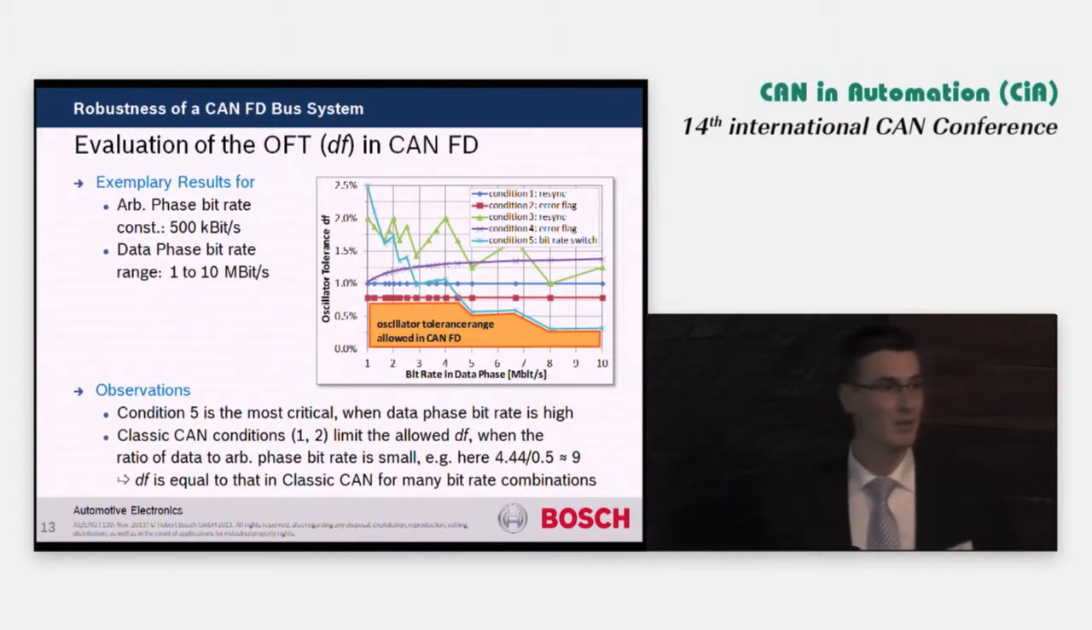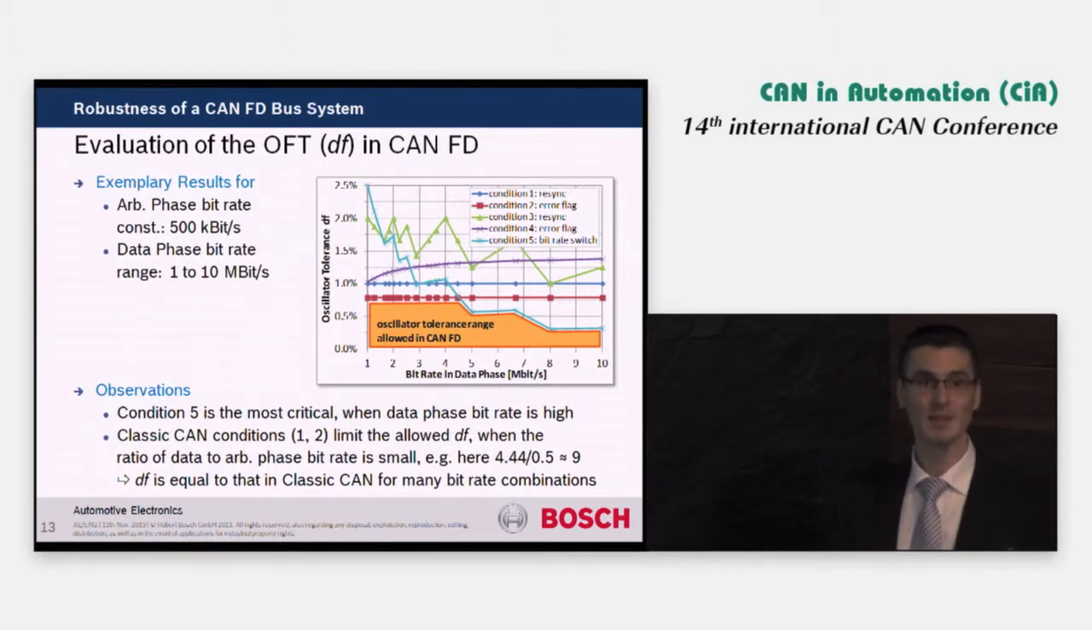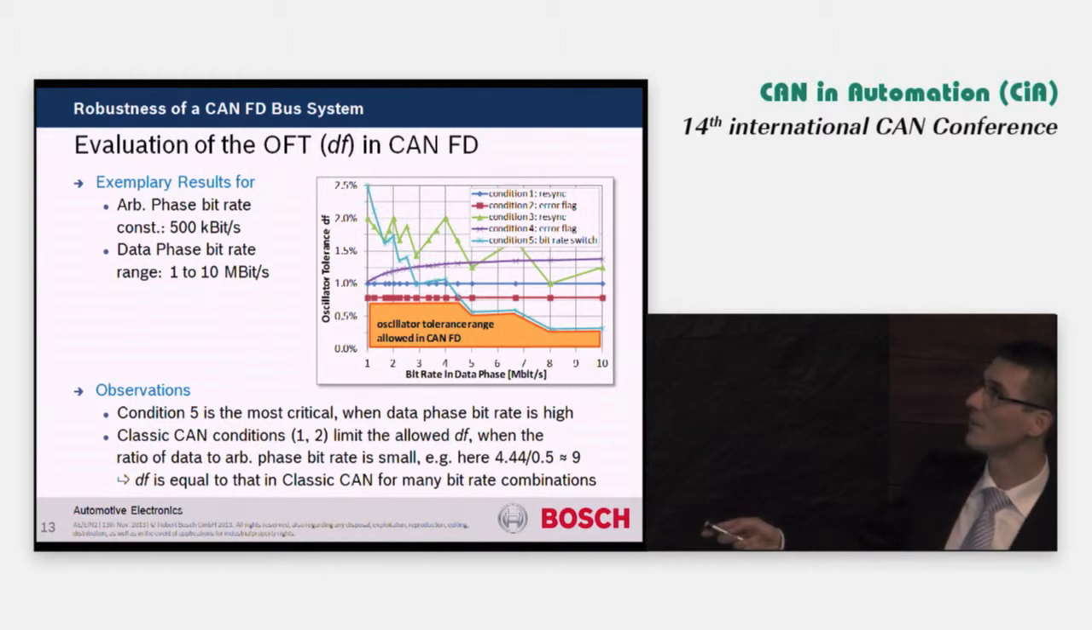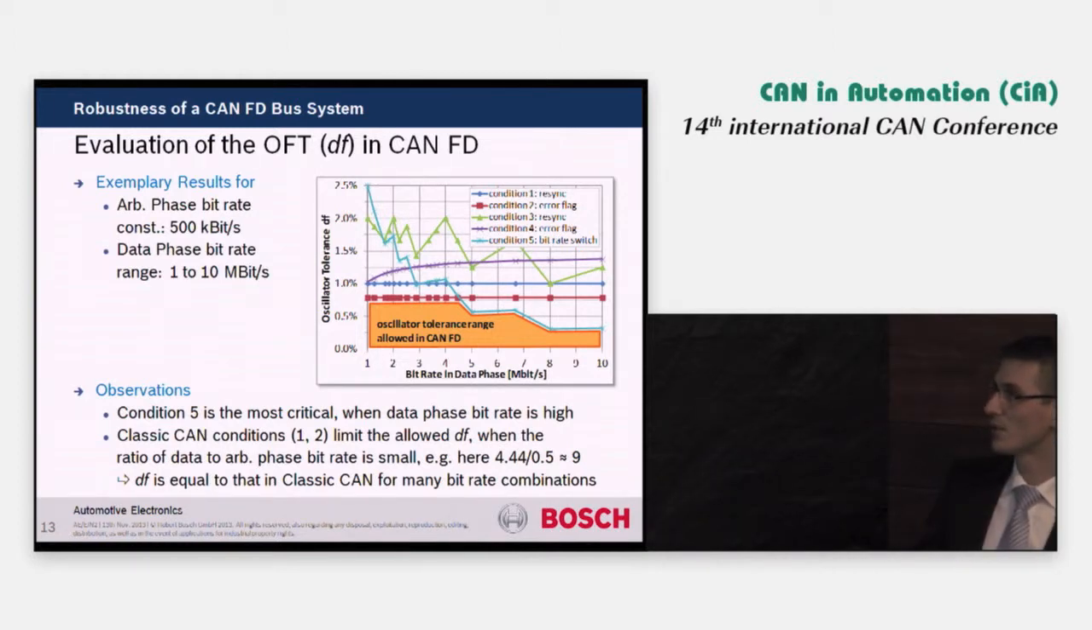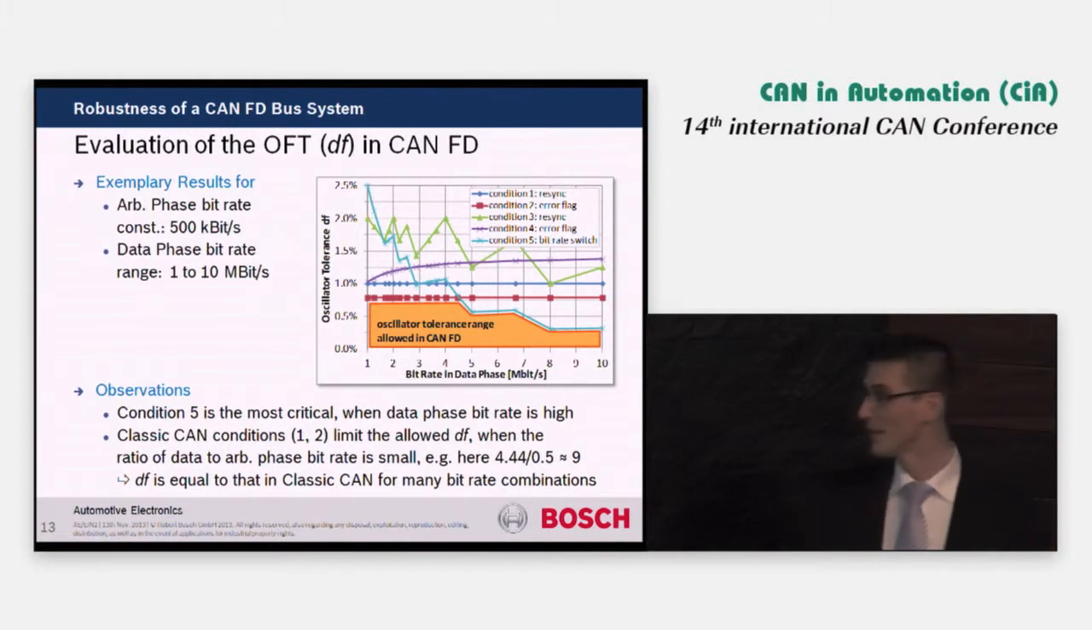And now we can make the following observations. Condition 5 is the most critical when the data phase bitrate is getting quite high. So we see this light blue curve dropping when we increase the bitrate in the data phase. Further, we can see that the classical CAN conditions 1 and 2, these 2 horizontal lines, limit the allowed df oscillator tolerance as long as the ratio of data to arbitration phase bitrate is relatively small.